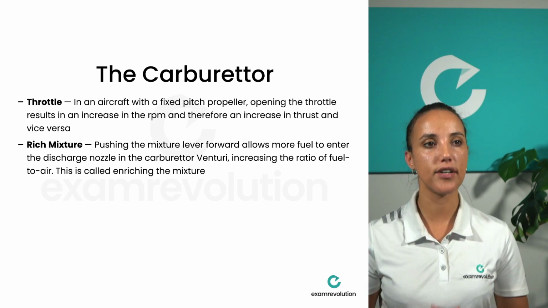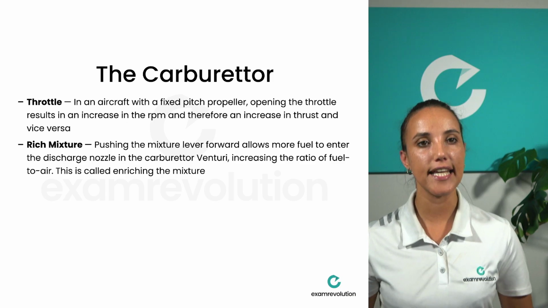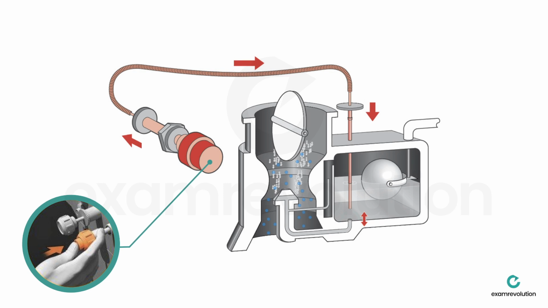So pushing the mixture lever forward allows more fuel to enter the discharge nozzle in the carburetor venturi, increasing the ratio of fuel to air. This is called enriching the mixture. So here's an example of a mixture that is connected to the needle valve inside the float chamber. You can see that pushing it all the way forward means that that needle is at its highest point, so it allows the maximum amount of fuel to mix with the air going to the engine. On the left hand side you can see that for that type of mixture lever, you push it in all the way forward, and this is a rich mixture.